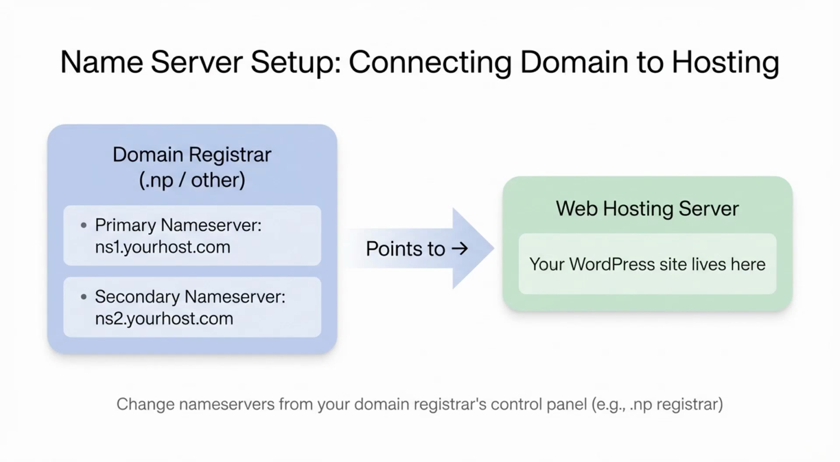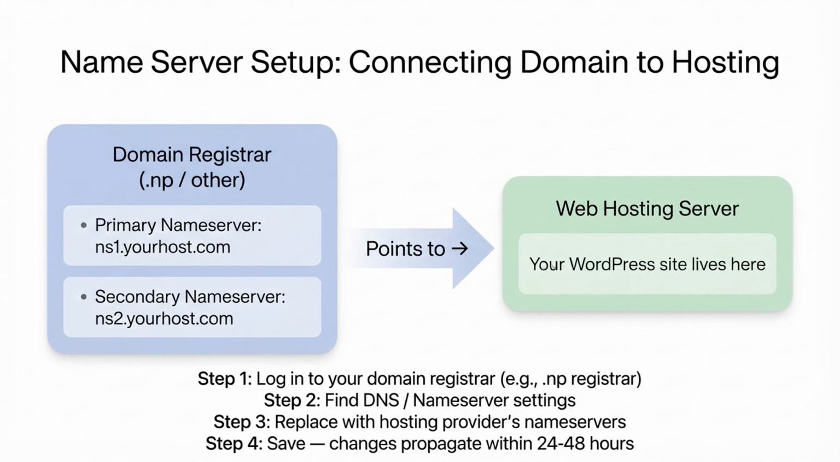A quick but important technical concept comes up in this session: name server setup. When you register a domain and purchase hosting separately, you need to tell your domain where your website actually lives. You do this by updating the primary and secondary name servers in your domain registrar's control panel. Your hosting provider gives you these name server addresses. Once you change them, your domain will point to your hosting server, and your WordPress site becomes accessible. The process is simple but easy to get wrong if you don't know where to look.